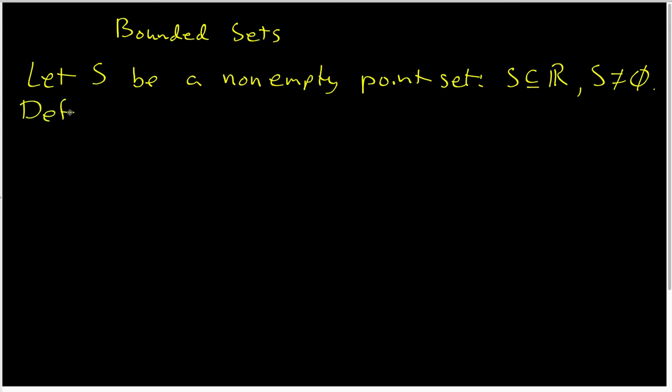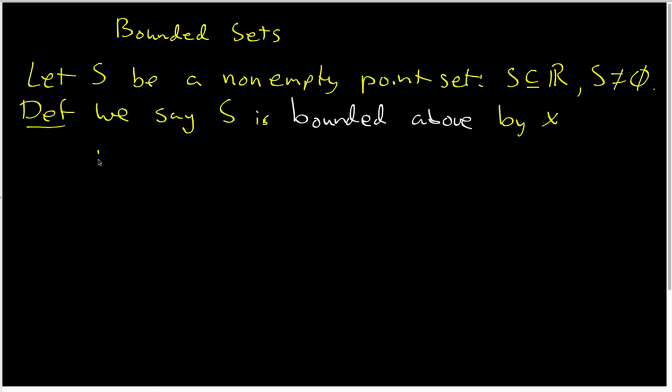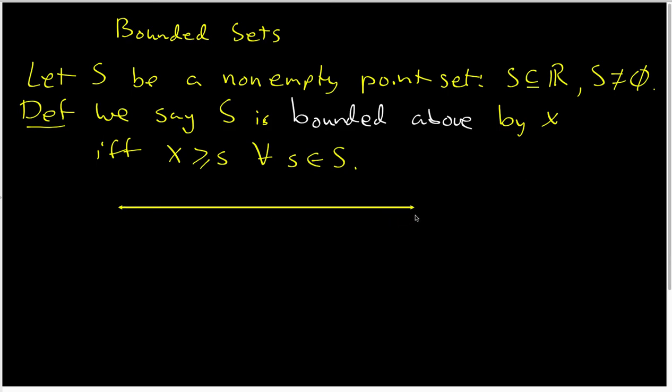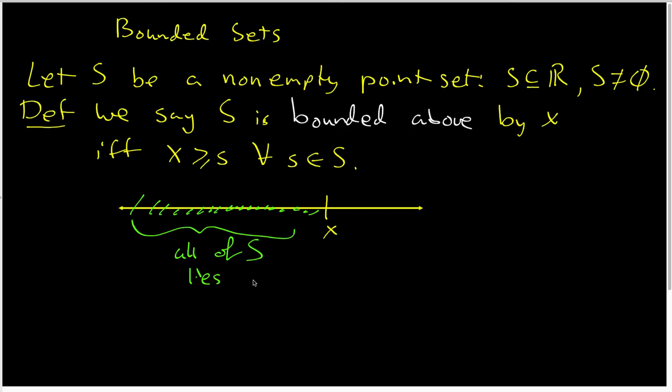In our first definition, we say that S is bounded above by the number x if and only if x is bigger than or equal to little s for all little s belonging to set S. We can draw a picture of what this definition means as follows. There's my number line, here is x, and if we say that S is bounded above by x, that means all of the elements of S live to the left of x. So all of S lies here.